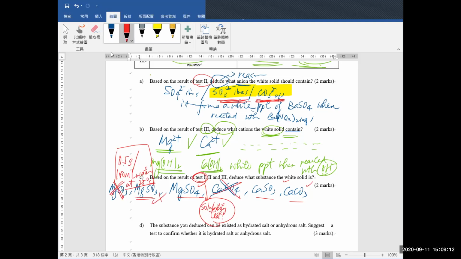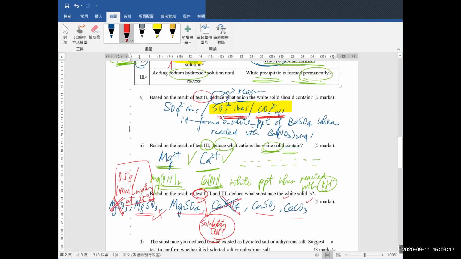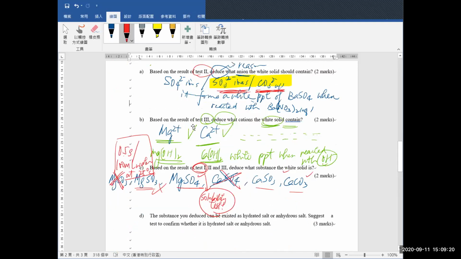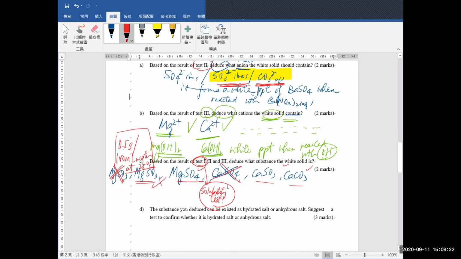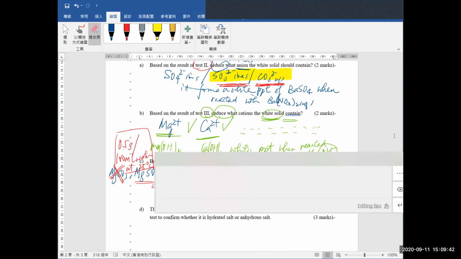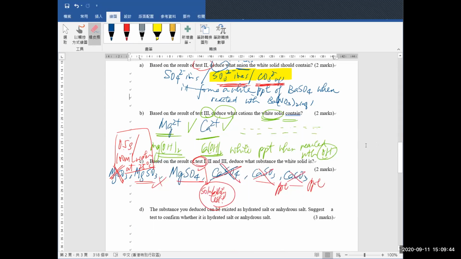Partly possible, but I don't know the amount of the testing agent, so I cannot judge. But you have got so many different combinations. Calcium carbonate, no. Calcium sulfide is also no, it's a precipitate when you put it into water. This is not water soluble. Very similar, okay? So what will be the only answer? It is magnesium sulfate and magnesium sulfide.